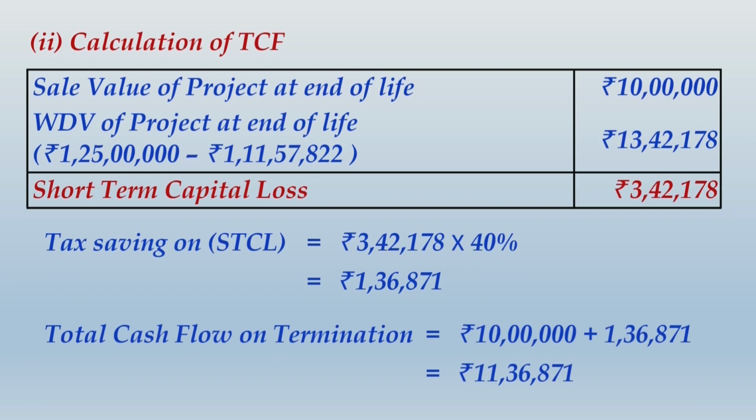So if you don't want to repeat writing this whole working, you may just write up quickly one thing, that terminal cash flow will be 11,36,871, and you can write within brackets same as in assumption 1.